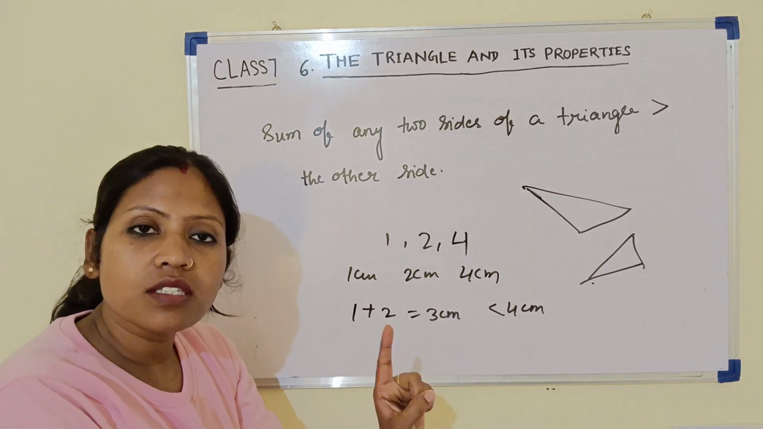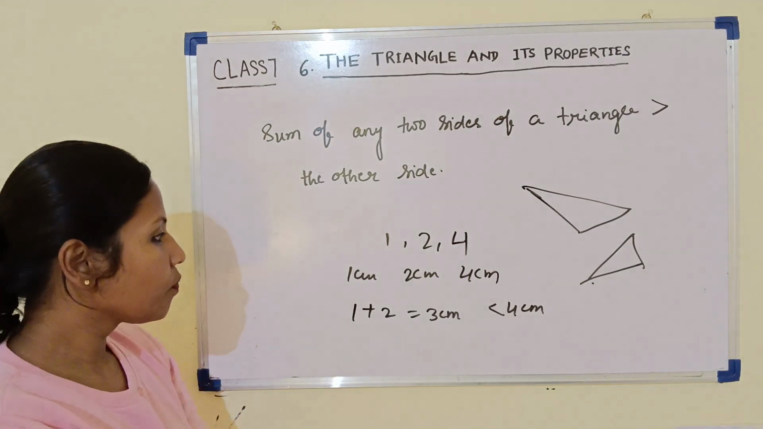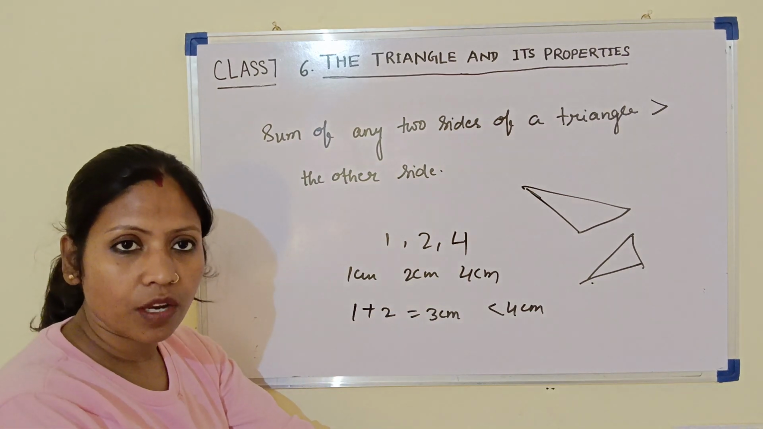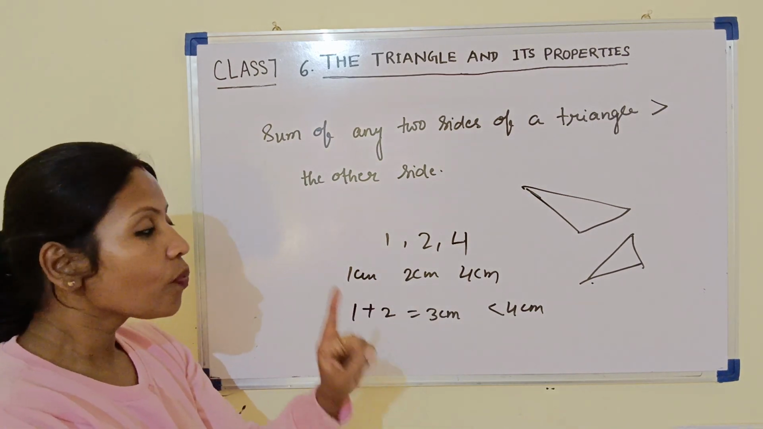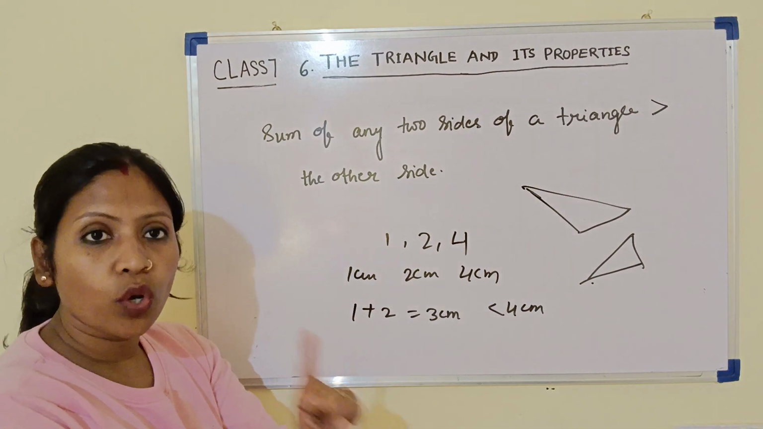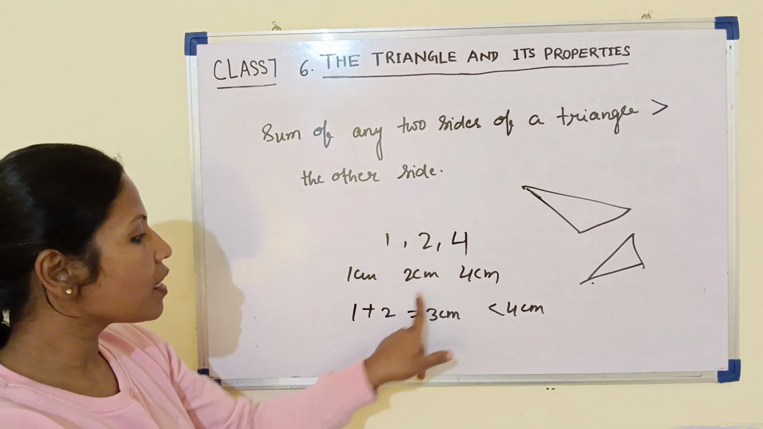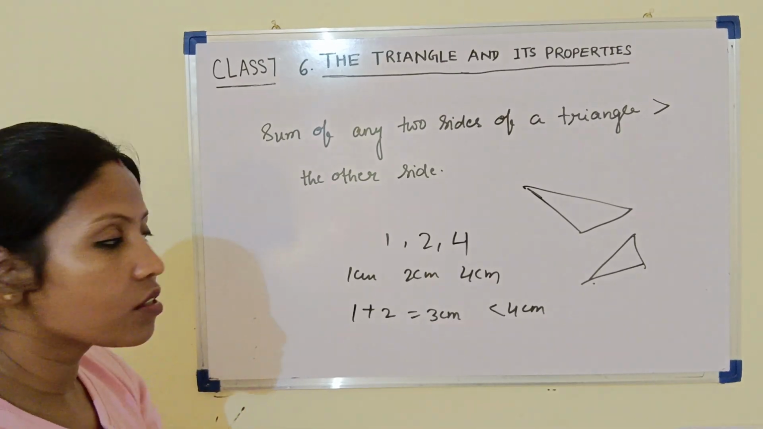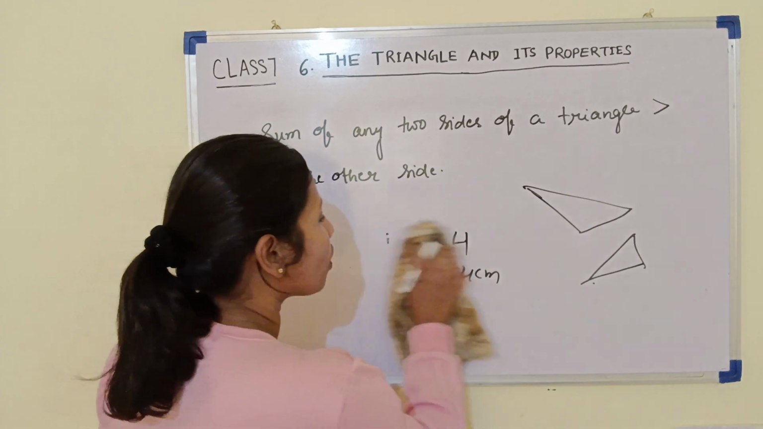Otherwise, this will not form a triangle. Just to give the example: 1 centimeter, 2 centimeter and 4 centimeter. If someone asks you whether it is possible to form a triangle with these sides, the answer is no. Why? Because these two sides add up to 3 centimeters only, which is less than the biggest side. So this is not possible.